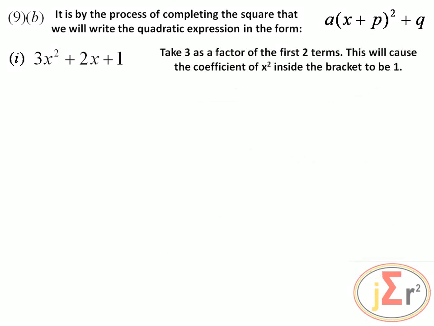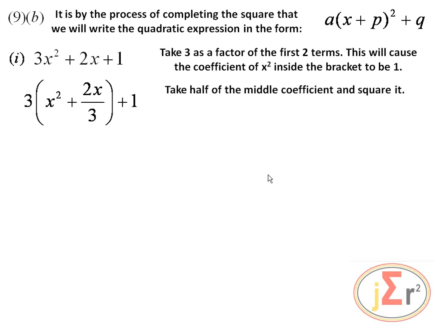Take 3 as a factor of the first two terms. This will cause the coefficient of x squared inside the bracket to be 1, and of course the middle coefficient will be affected as we see right here. 3 into x squared is x squared. 3 does not go into 2 exactly. We put that over 3, and the constant value at the end is the same.